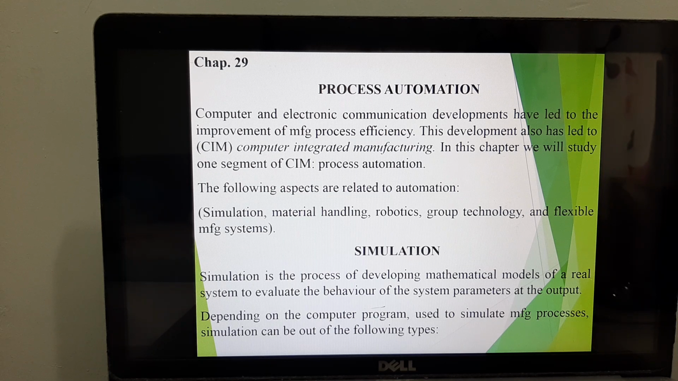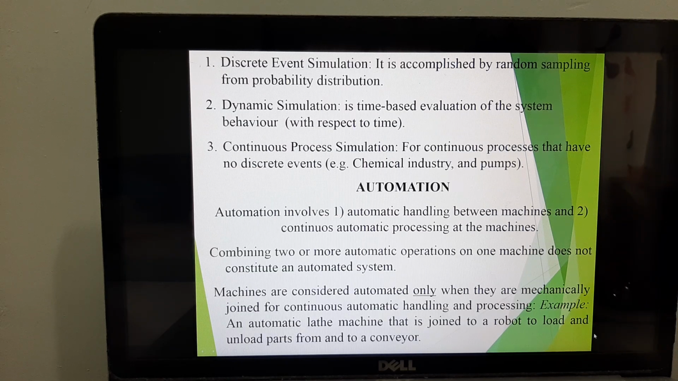You want to simulate to see how your product will look at the end, and if all the dimensions that you have keyed in are accurate, because this simulated program will be connected to the robots or the automated machines to carry out the task. Then you have automation. What is automation? Automation involves automatic handling between machines. Each machine will coordinate with the others, and there will be a robot.